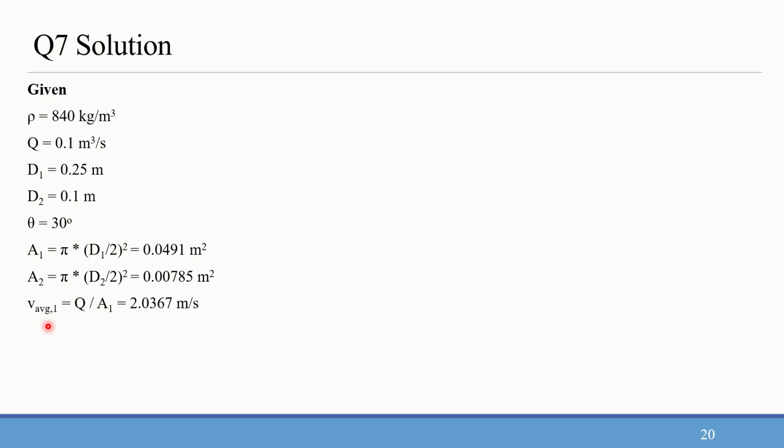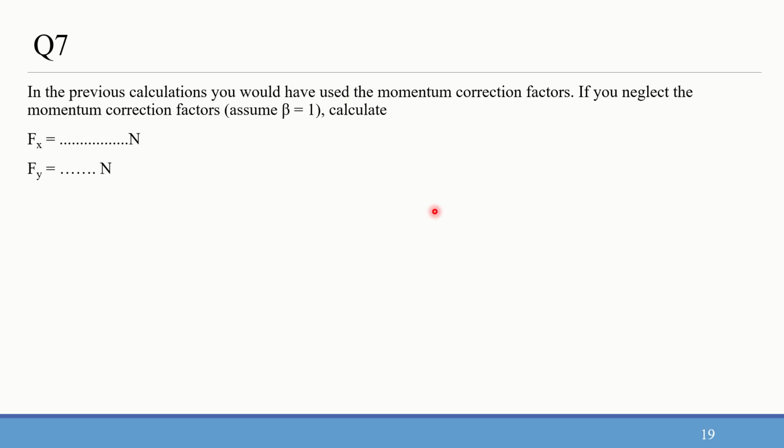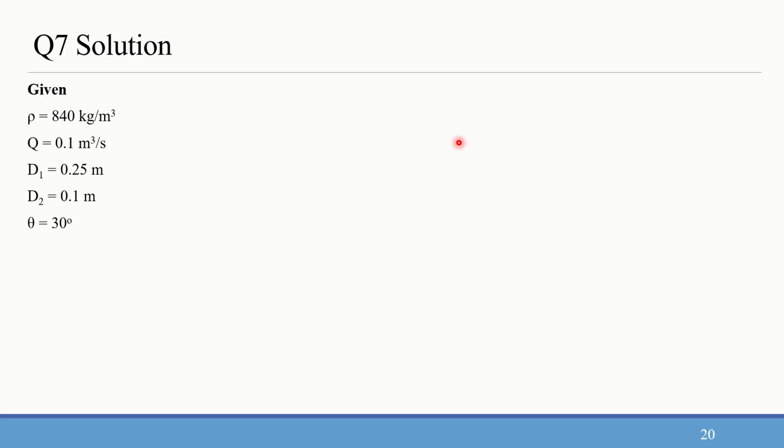After that, we calculate the velocity at the inlet and the outlet, which is flow rate divided by the cross sectional area, and we get 2.0367 meter per second and 12.7389 meter per second respectively for the inlet and the outlet sections. So till now we are clear with everything, and now beta 1 and beta 2 both are equal to 1, because the question says to neglect the momentum correction factors. Everything else remains the same.